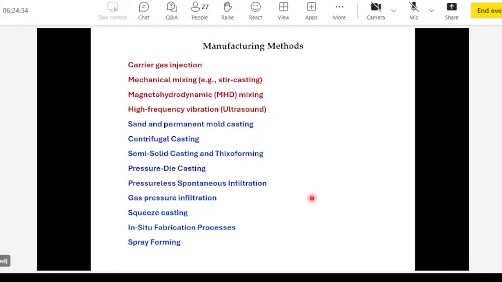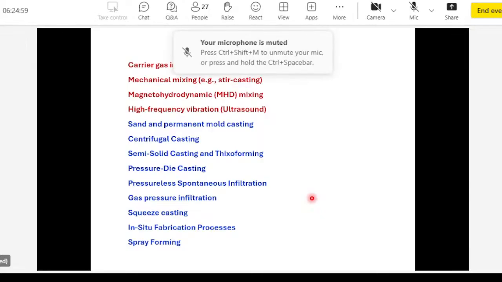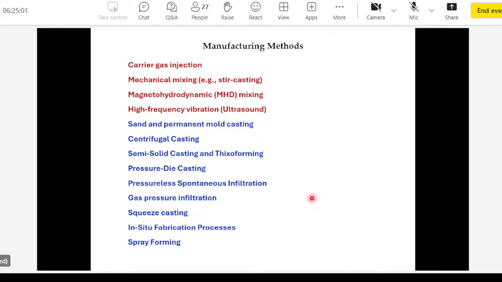Also, pressureless spontaneous infiltration. There have been many attempts and many patents were awarded to different companies to make composite by self-infiltration. Especially, I remember in the United States, there were companies that manufactured composites using self-infiltration in a controlled atmosphere. The whole trick there was to promote wetting so that the liquid will wick automatically in a bed of powders or fibers.